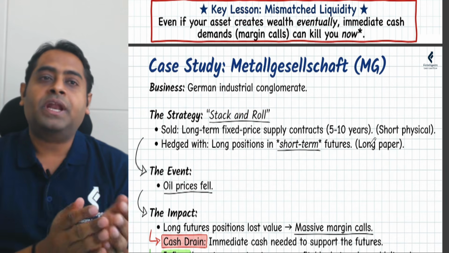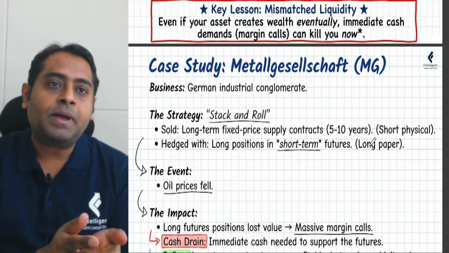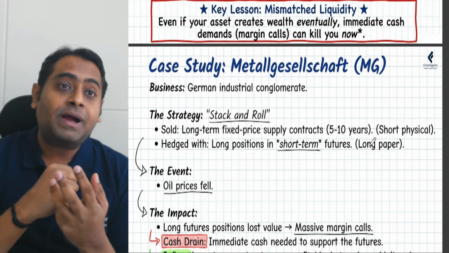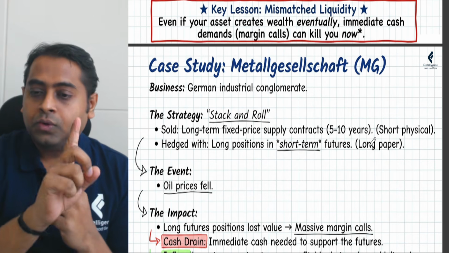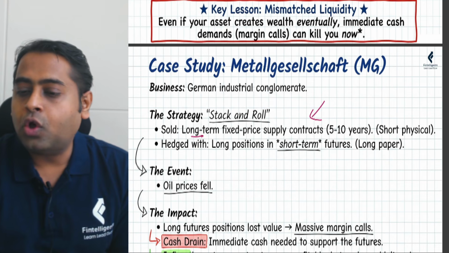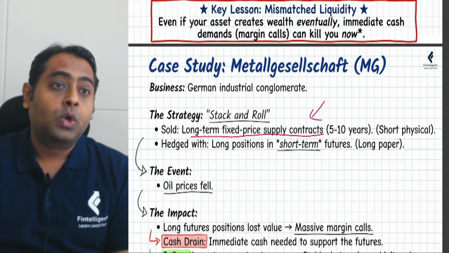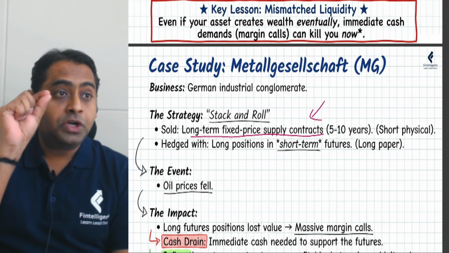Because if I'm in a contract and tomorrow the price goes up, I might have to buy from the market at a high price to service my customer. Okay, so they had a long-term fixed price contract. Okay, and in that long-term contract, what were they doing?